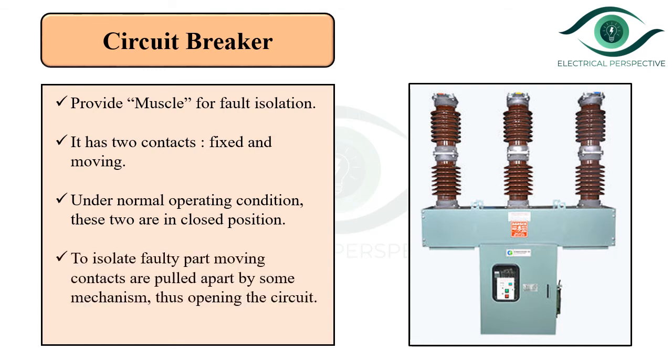Now, when the fault occurs on the system, the relay will sense the faulty condition and send trip signal to the circuit breaker. To isolate the faulty part, moving contacts are pulled apart by some mechanism, thus opening the circuit. Here, figure shows the typical diagram of circuit breaker. Please note that here we have not discussed the details of any component because the scope of this video is to discuss only the operation of trip circuit of circuit breaker.